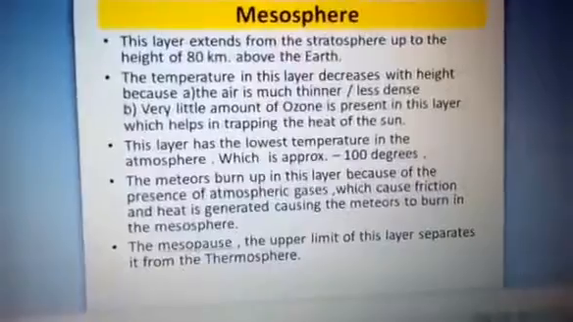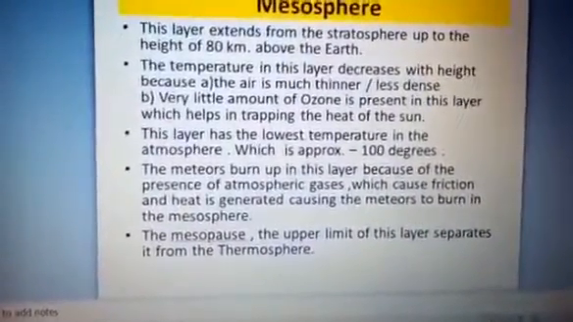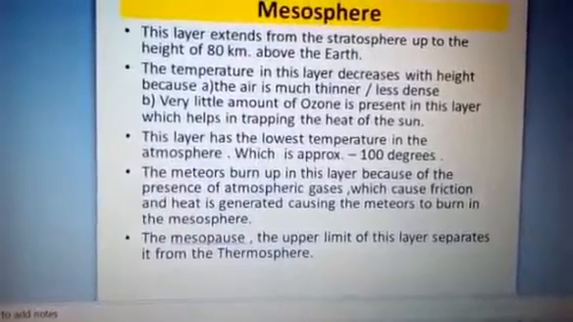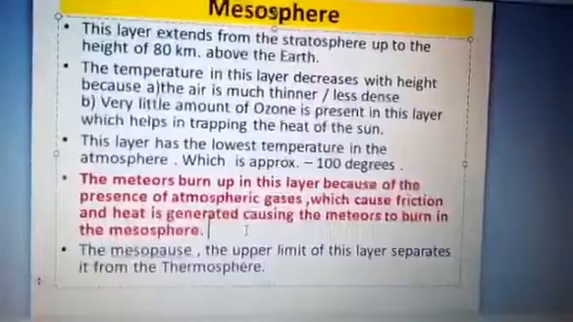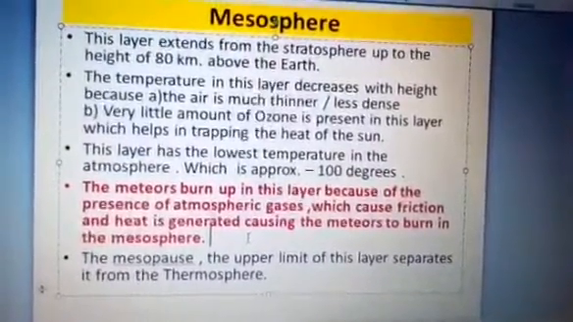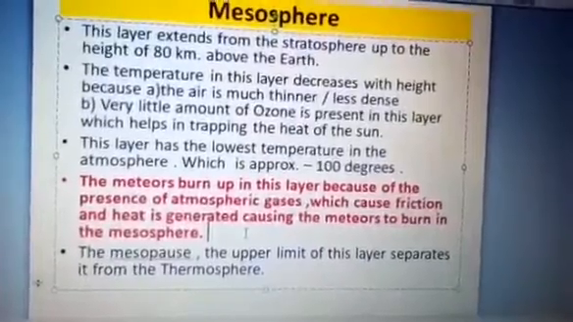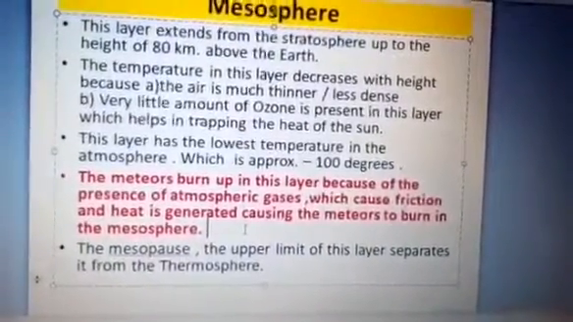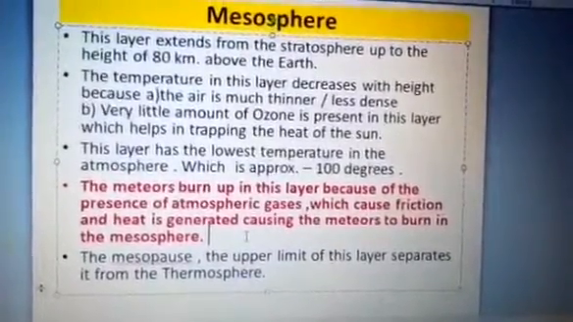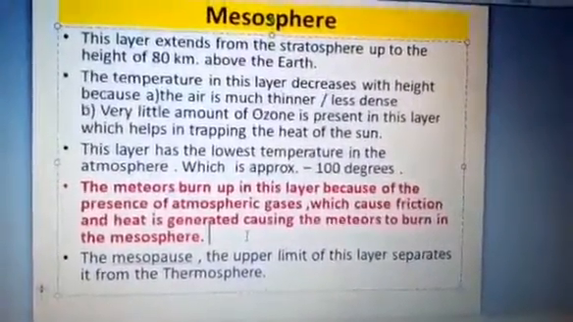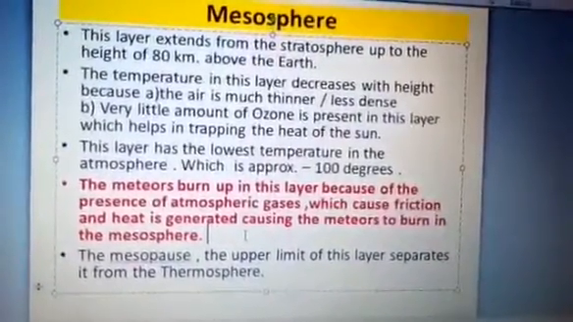The next layer is the mesosphere. Now this layer is also very important, but the major importance of this is that the meteors burn up in this layer. Why are they burning up in this layer? Because of the presence of the atmospheric gases which cause friction, and therefore when heat is generated they cause the meteors to burn and burst out in this layer itself, saving the entire earth from huge chunks of rocks landing onto their surface.